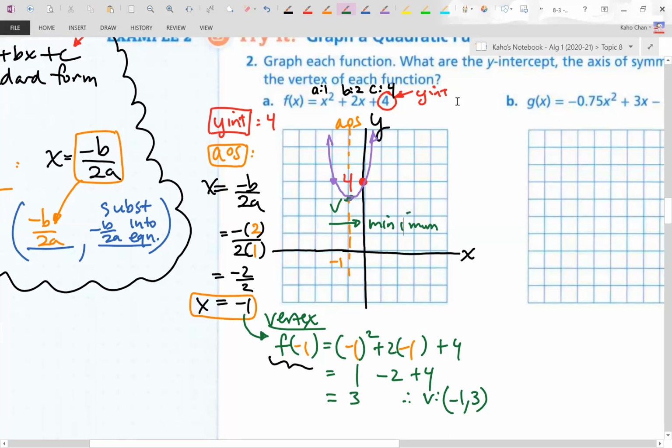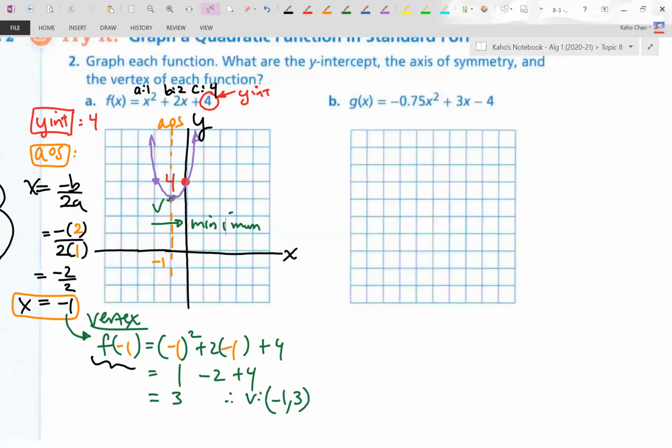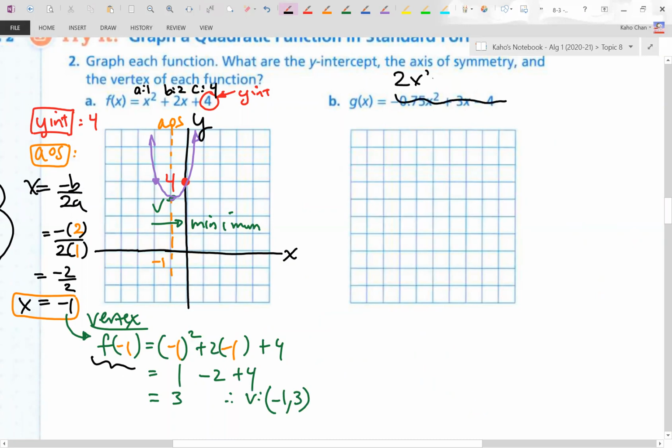I'm not a fan of letter B. Those are ugly numbers. I changed it last year. So we'll do the same here, okay? Let's try 2x squared plus 4x plus 3, right? A is 2, B is 4, and C is 3.